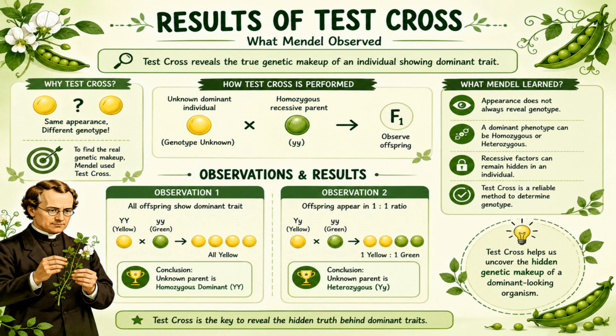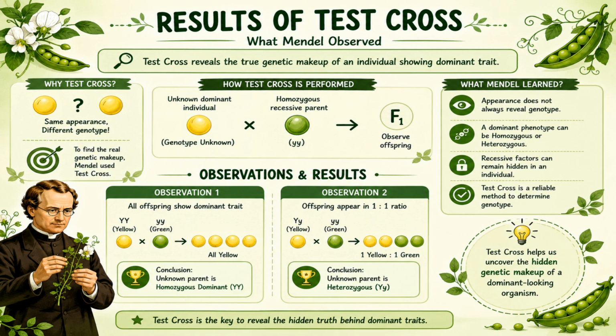Let us discuss the results of the test cross and understand what Mendel observed from this experiment. Mendel performed test crosses to discover the true genetic makeup of individuals showing a dominant trait. At first glance, two dominant-looking plants may appear exactly the same. For example, two yellow-seeded plants both look yellow from the outside. But Mendel realized that appearance alone cannot reveal the actual genotype of an organism.